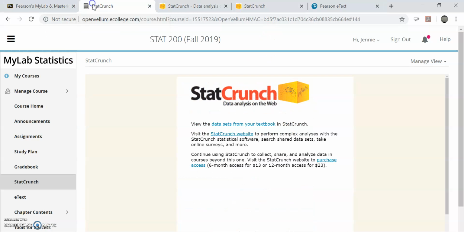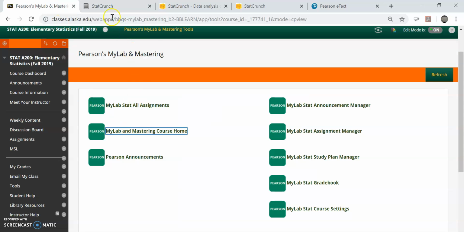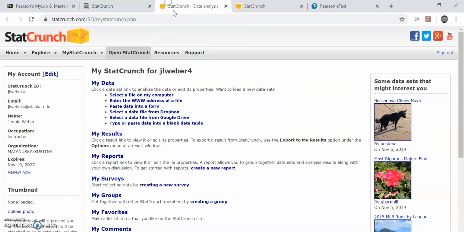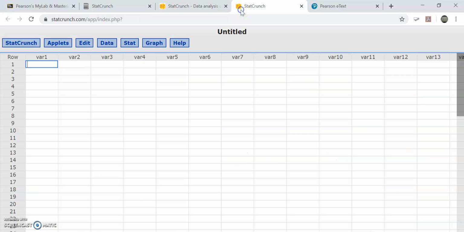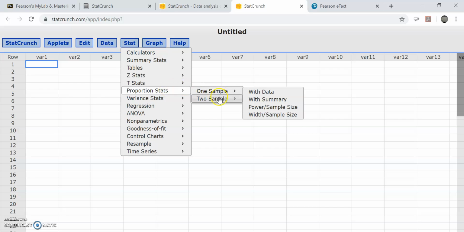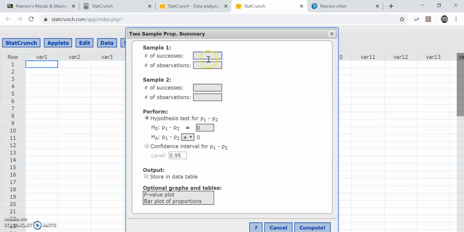Remember that when you use StatCrunch in MyMathLab, you need to go to the Mastering Course Home, StatCrunch. I have to then click on the website, which brings this up, and then open. Once you get this open, you're going to go to Stat, down to Proportion Stats, and then Two Sample. In this case, you don't have data, you have summary. So you need to click on summary because you were given the information. If you had data, obviously you'd use the first one.